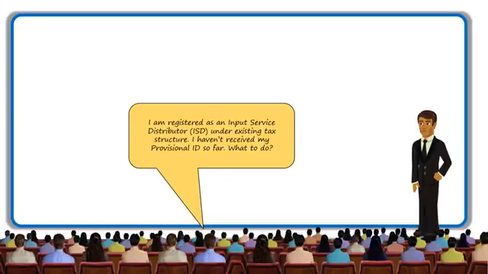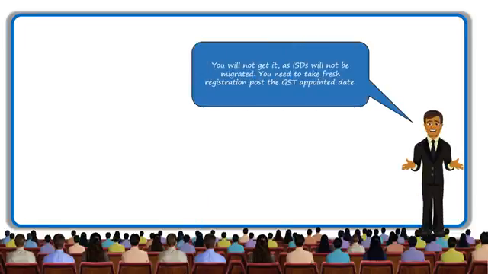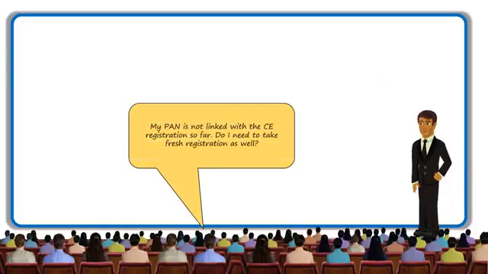I am registered as an input service distributor under existing tax structure. I haven't received my provisional ID so far. What to do? You will not get it as ISDs will not be migrated. You need to take fresh registration post the GST appointed date. My PAN is not linked with the central excise registration so far. Do I need to take fresh registration as well?